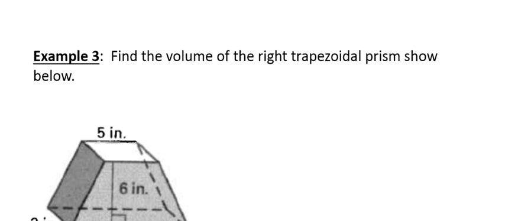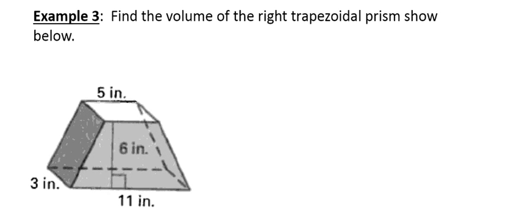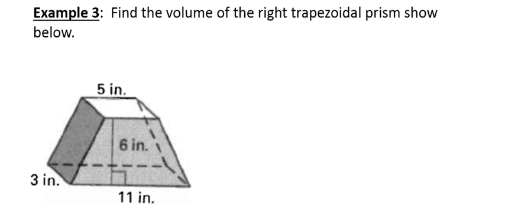All right, I'm going to flip my paper up to the top of the next page, and let's take a look at example 3. Number 3 says, find the volume of the right trapezoidal prism shown below. So this question too asks us about volume. I'm going to remember my formula for finding the volume of any prism. Volume is equal to the area of the base times the height.